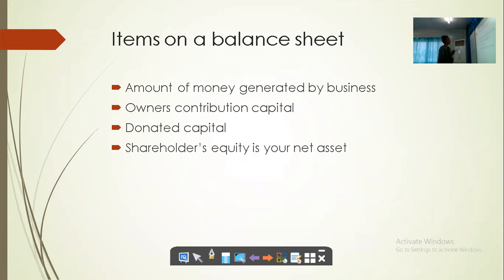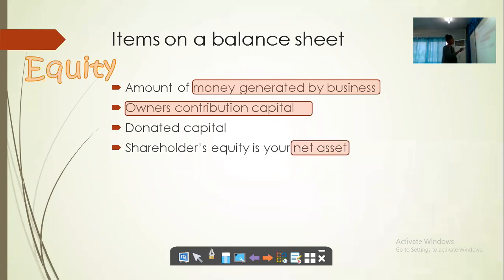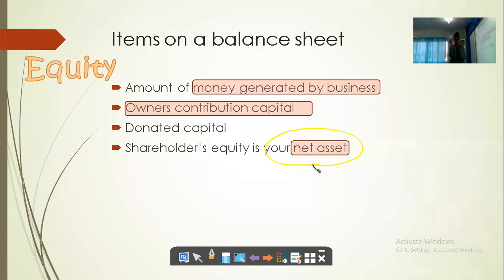So the last group on a balance sheet is the equity side. What is being stated there? What are they exactly? This is the money that's generated by the business, and it also shows the owner's contribution, how much the owner has put into the business. Equity can be considered as a net asset.